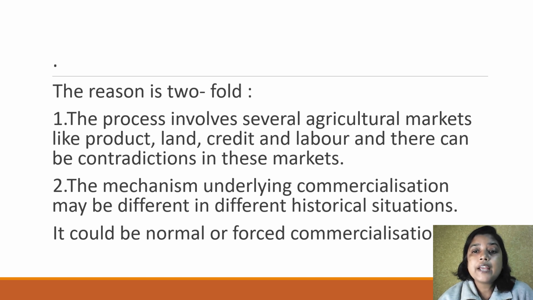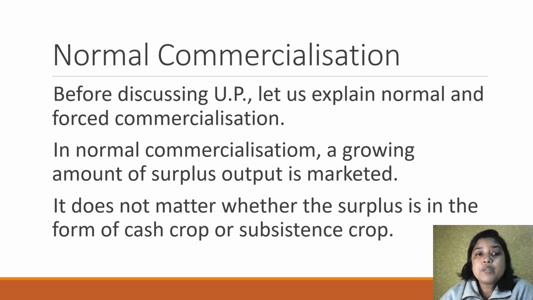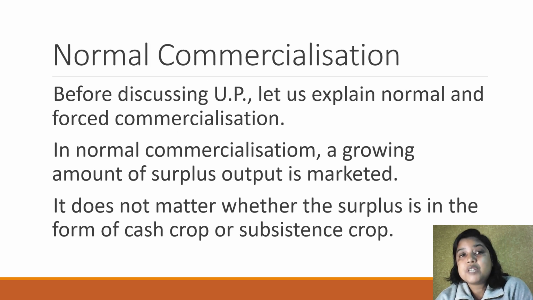The reasons why these assumptions are made are: the first thing is that the process involves several agricultural markets like product, land, credit, labor, and there can be contradictions in these markets. And also the mechanism underlying commercialization may be different in different historical situations. It could be normal or forced commercialization. So before we begin to study the differences between eastern and western UP, as Amit Bhaduri has outlined, it is necessary to study what normal commercialization is and what forced commercialization is.